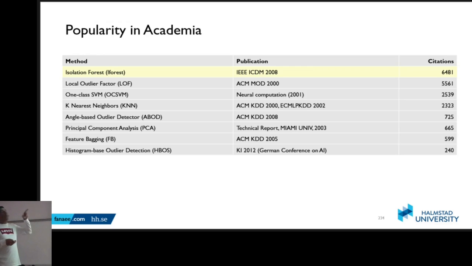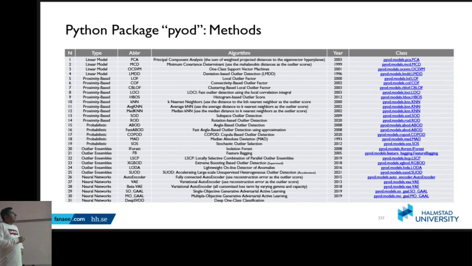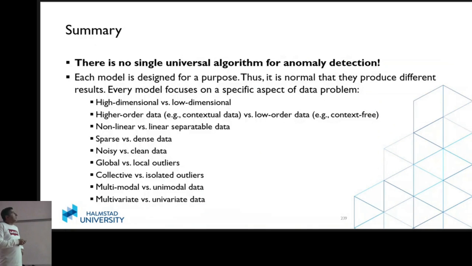If you want to see which algorithm is more popular in the literature, it is isolation forest, which appeared in 2008 and received 6,000 citations. And also in the benchmark study presented in the PyOD package, they show that isolation forest obtained rank one on these 17 data sets, becoming the number one. So this is PyOD, a Python package for outlier detection, where they implemented 31 of these algorithms, so you can use them.